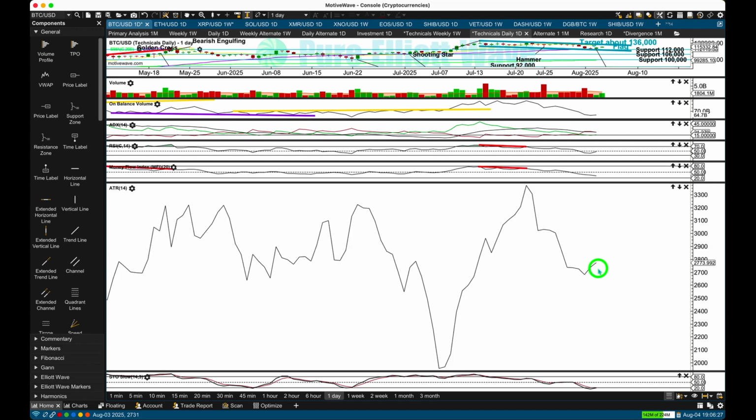ATR starting to show just a little bit of an increase as price moves higher in the last couple of sessions, so that's good to see a tiny bit of volatility just start to return to the market. This could be an early indication of, yes, the start of the next bullish run.